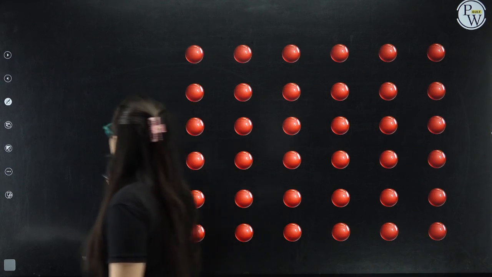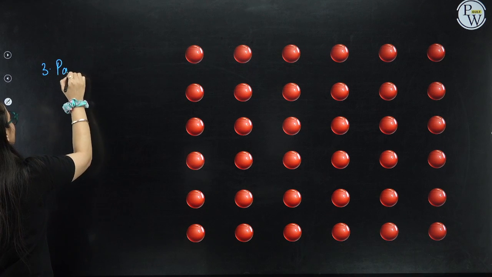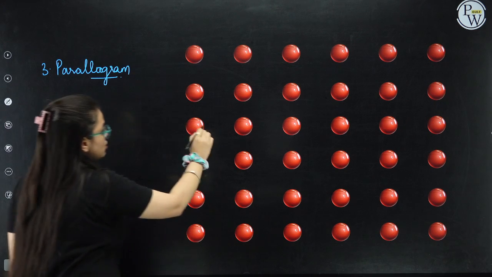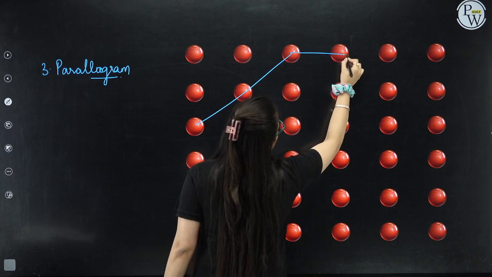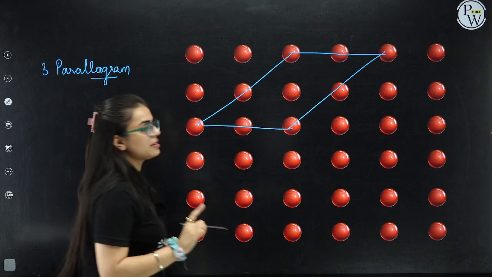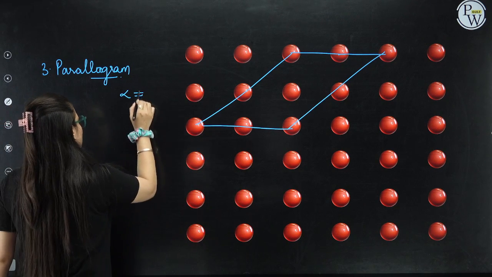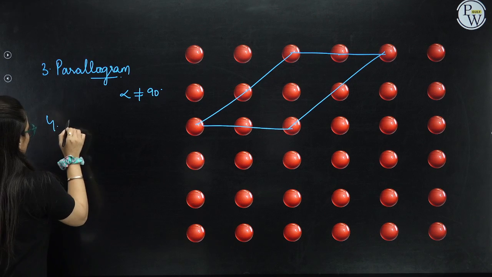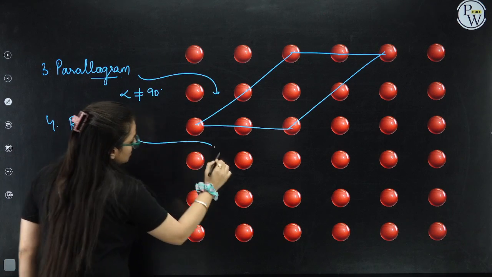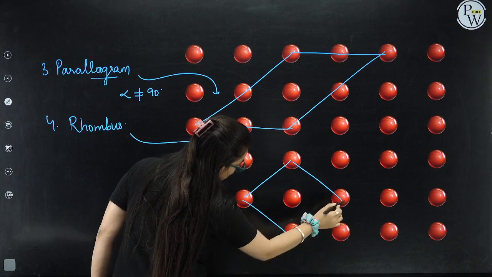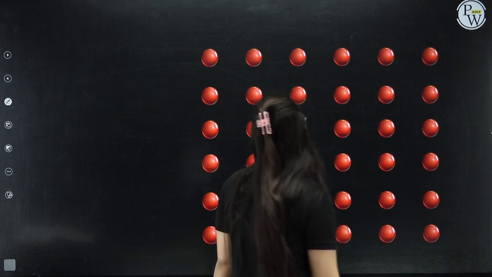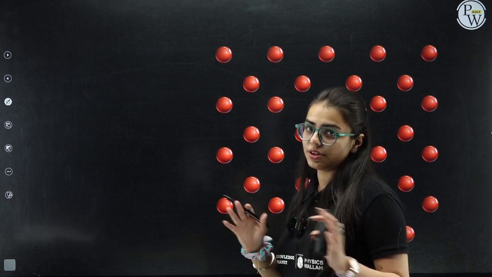Right guys, moving on to the third type, we have the parallelogram. In the case of a parallelogram, you can clearly see this is your A and this is your B basically. Here you can clearly see that alpha is not equal to 90 degrees, guys. Alpha is less than 90 degrees. Next is the rhombus. This is the parallelogram. A rhombus basically will look like this, just a kite-like structure. So, this is the next type, the next kind of, I would say, crystal system.